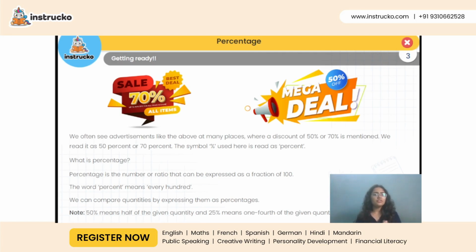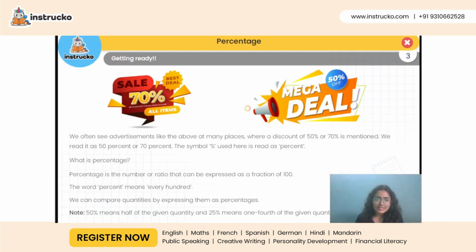So yes, we often see advertisements like these, which say sale, up to 70% off, up to 60% off on all the items in the store, best deal, mega deal, 50% off. So we read it as 70% or 50%, and this symbol here, which I am pretty sure you've seen a number of times in a lot of places, is read as percent. Now what is percentage? I kept on using this word, but I did not tell you what it basically means, right? So what is percentage?